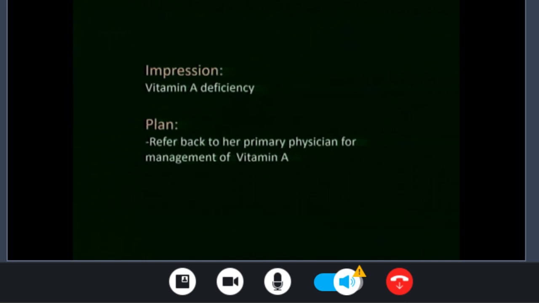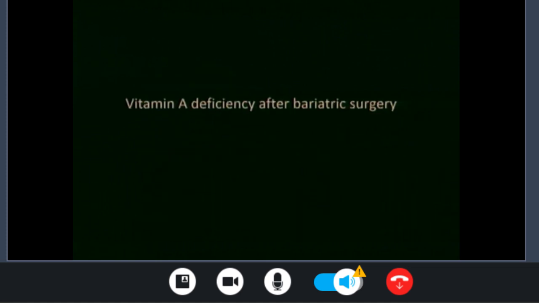The patient was seen once after that in anterior segment. She was complaining of decreased vision, mostly night vision. At that time, she had not received vitamin A in that visit. So our topic today is vitamin A deficiency after bariatric surgery.